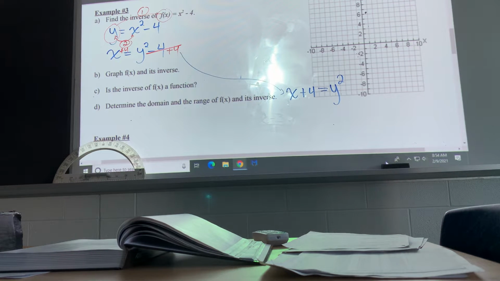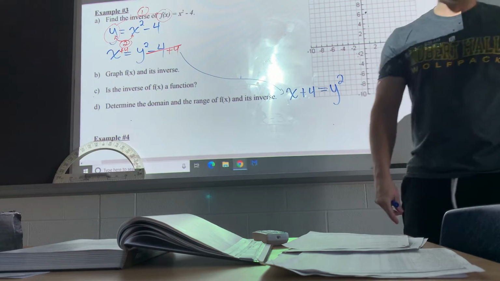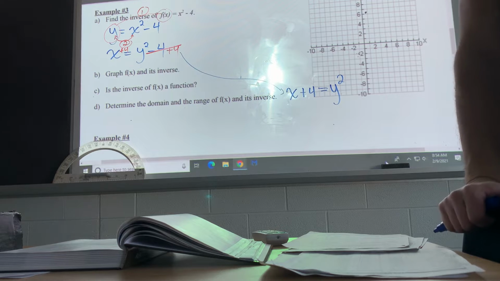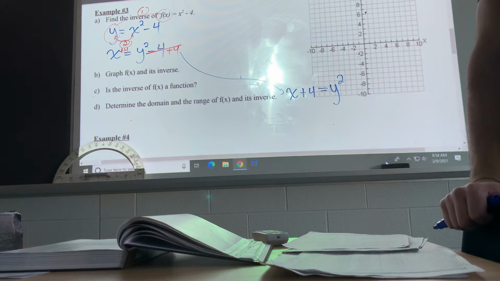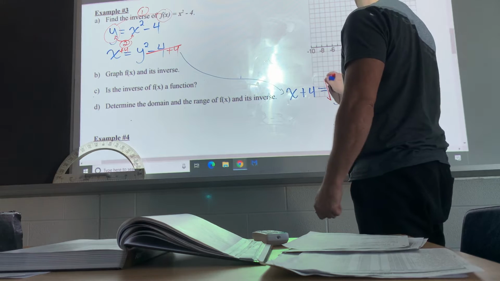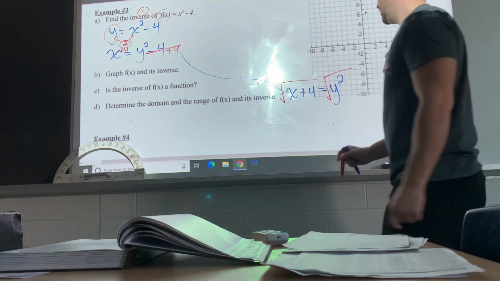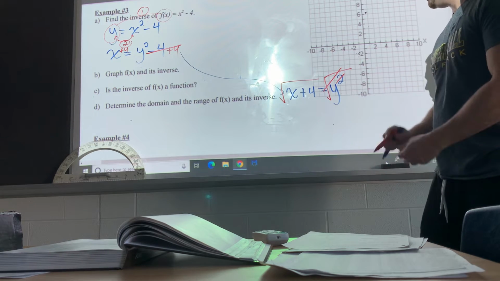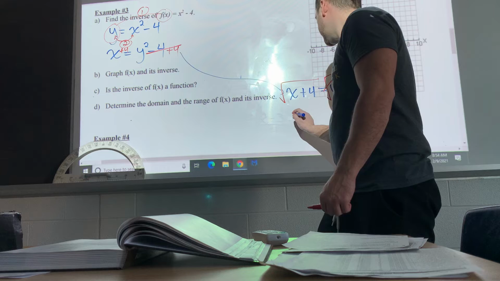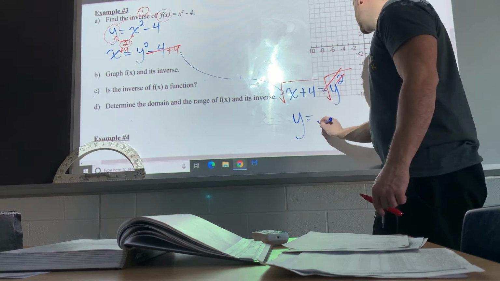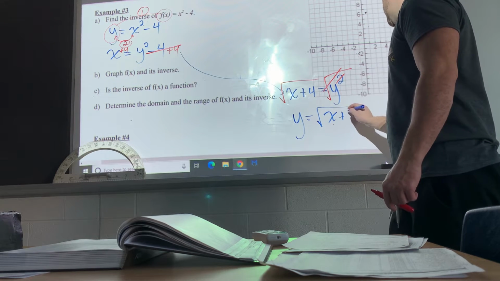Okay, last step for solving. Last step, what would it be? Square root. Good, so we square root both sides. Because square rooting is the opposite of squaring, so the squaring crosses off. So we're left with y. I know I'm switching the side, so y equals the square root of x plus 4.